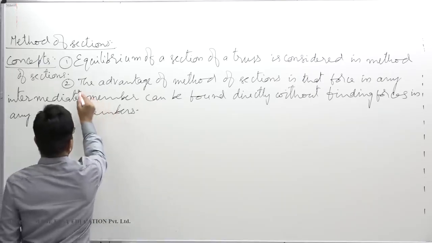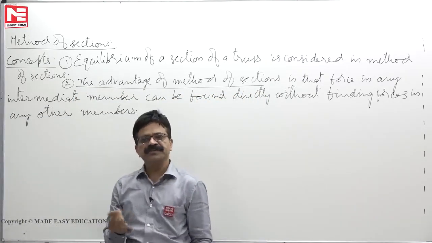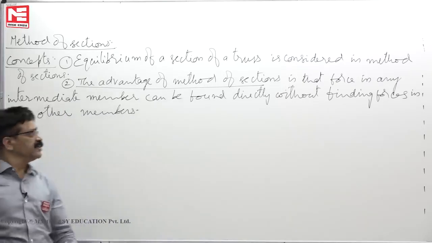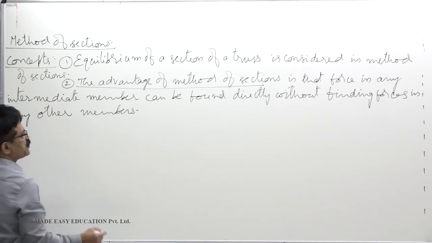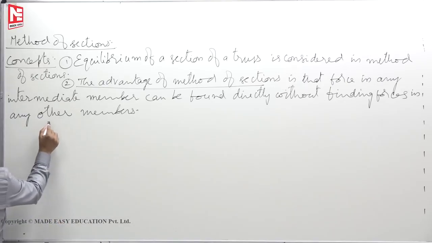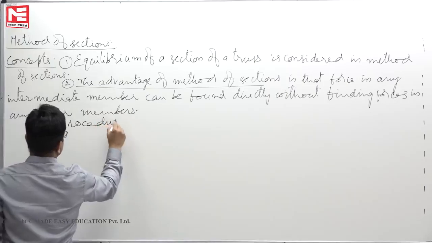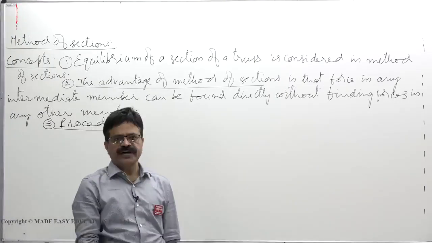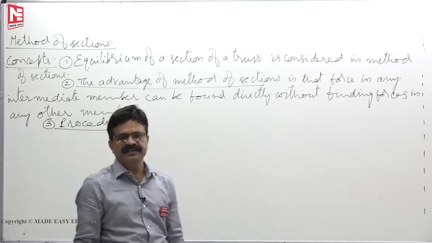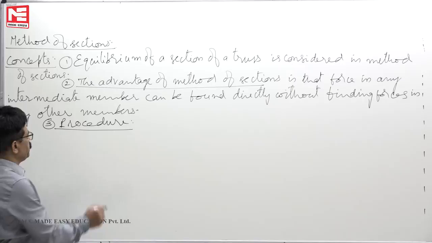This is the advantage. Once they ask it as a 2 marks question, what is the advantage of method of sections? One of the options is this, we can find without finding forces in any other members. Then what is the procedure? As in method of joints, here also a 2-step procedure, each step will take 10 to 15 seconds, 30 seconds we can complete the problem.